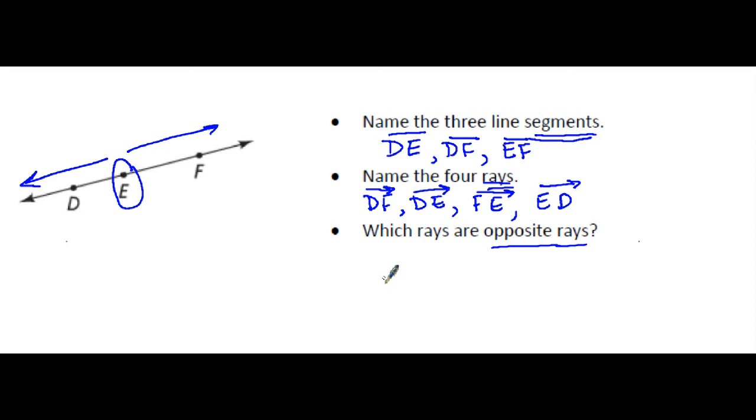So I would use ED, and I would use E going towards F, so I would use EF. So these two would be opposite rays. And I don't think there's another example here where you could use opposite rays. There's no other sharing of a point, so that one's not going to work. So that would be my only possible answer for the last one.